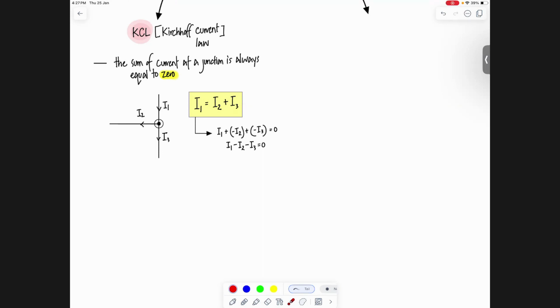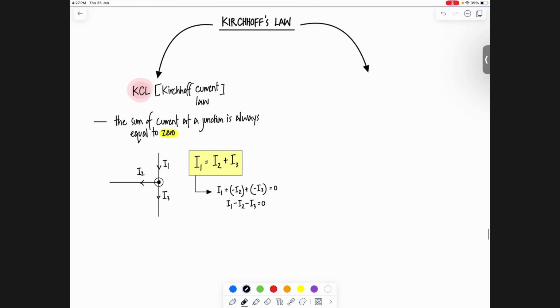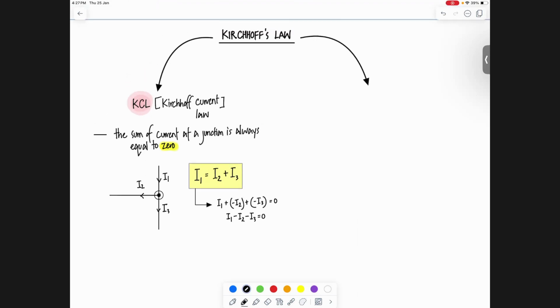Which means it is based on conservation of charge. So this law, the first law that you see here, KCL, is based on what conservation? Charge conservation. So the amount of charge in a circuit will always be the same. So this is based on charge conservation. Right. So let's see if you can solve a question.